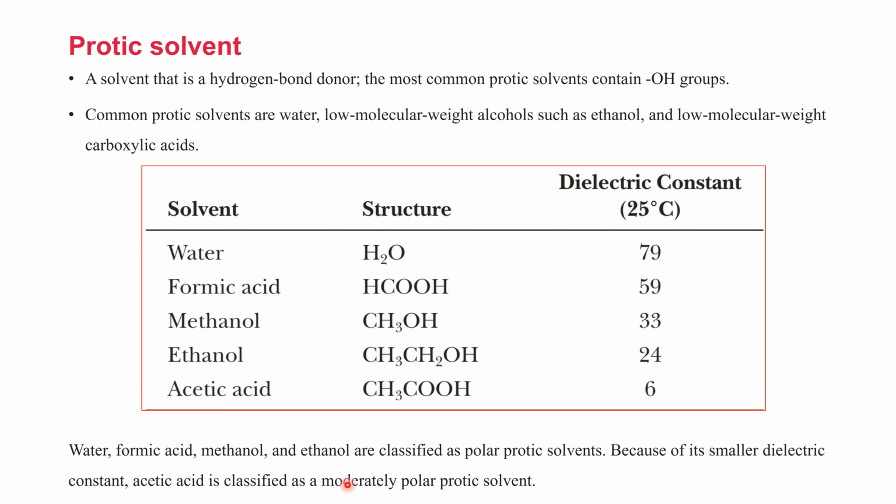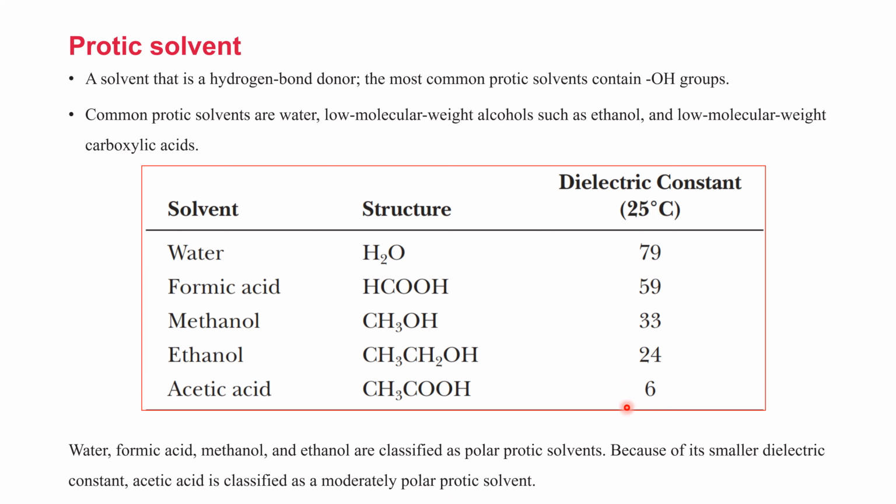So water, formic acid, methanol, and ethanol are classified as polar protic solvents, as I told you. And acetic acid is basically a moderately polar protic solvent, because it is just around the borderline, with a dielectric constant of about 6. Otherwise, less than 5 is basically the non-polar solvents, and values between 5 and 15 are termed moderate solvents, so they are moderately polar solvents.